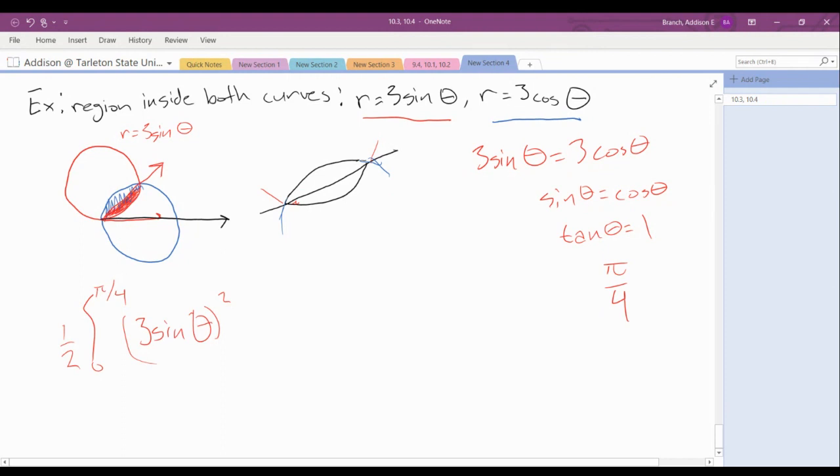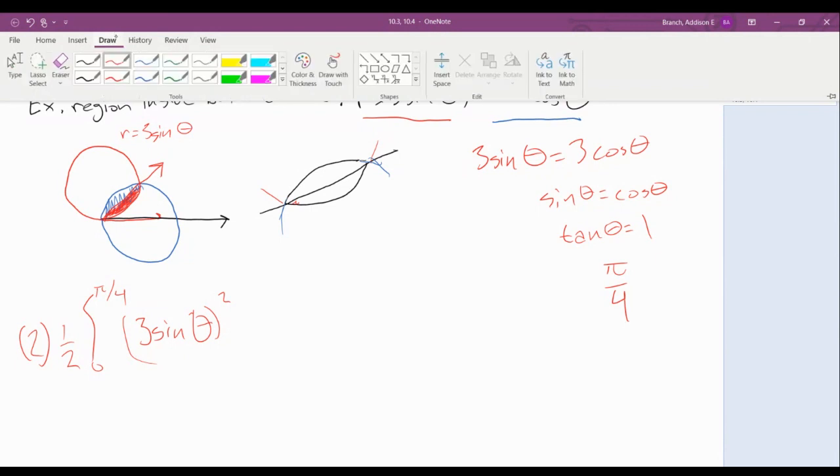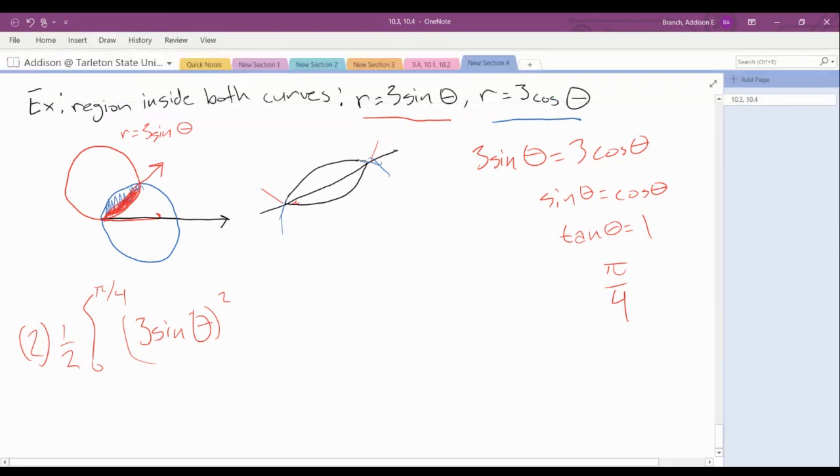And then we can multiply the entire thing times 2, since that's just that little section, to get us the full thing. So our setup is actually going to be: our area is equal to the integral from 0 to pi over 4 of 3 sine squared of theta d theta.